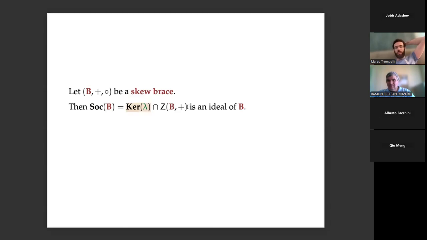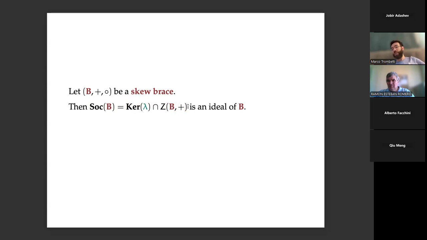And we need to intersect this kernel of lambda with the additive center, so with the center of the additive group. So the socle essentially is the set of all elements that centralize additively all other elements and that also act trivially by lambda action on all other elements of B. And it turns out that this subset is an ideal of the skew brace.